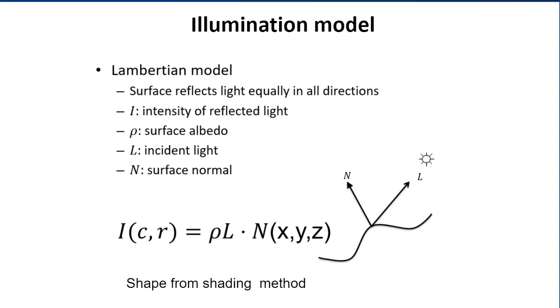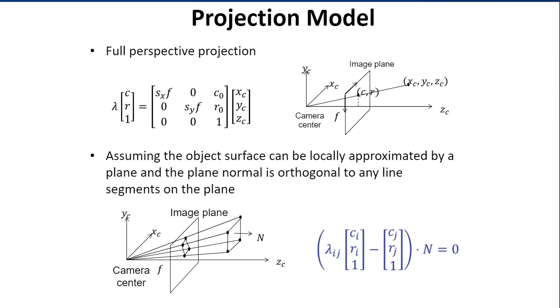The second is the projection model. This is the full perspective projection: given 3D points, by projection we can get the 2D image coordinates. So we can build a small patch on the 3D surface and then project this small patch into the image, giving an image patch. For any two 3D points on this patch, we can construct a line segment, and this line segment must be orthogonal to the surface normal of the patch. This is the 3D orientation of the line segment using the projection equation, and this is the surface normal. But this equation requires knowledge of lambda ij, which is a scale factor. Without lambda ij, we will not be able to use this. But anyway, this provides another constraint on n.